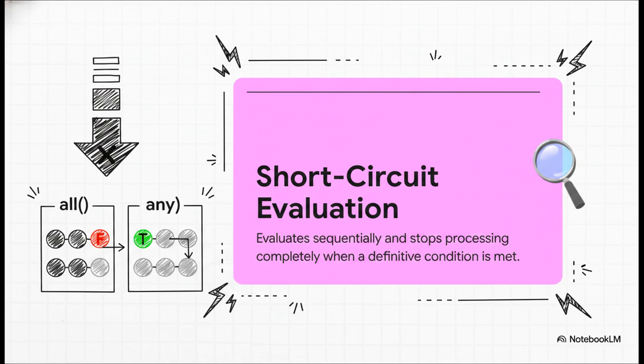With the all function, it scans sequentially, but the exact microsecond it hits a false, it stops completely. Mathematically, the overall condition is already broken, so it instantly abandons the rest of the checks, saving critical processing time and triggering the abort. The any function does the exact same thing, but in reverse. It shorts out and sounds the alarm the very moment it detects a single true condition.